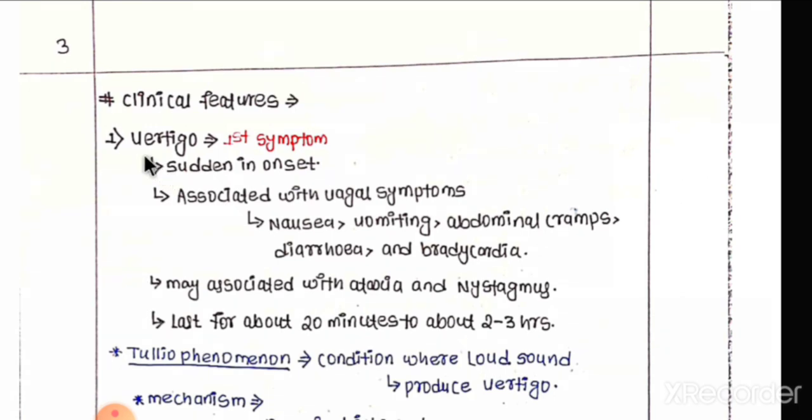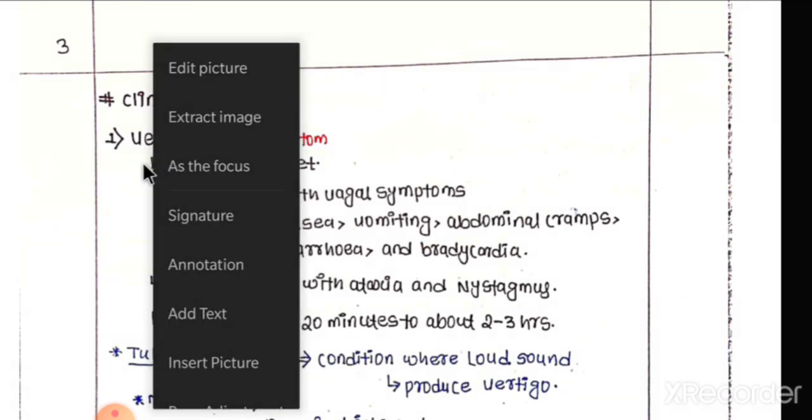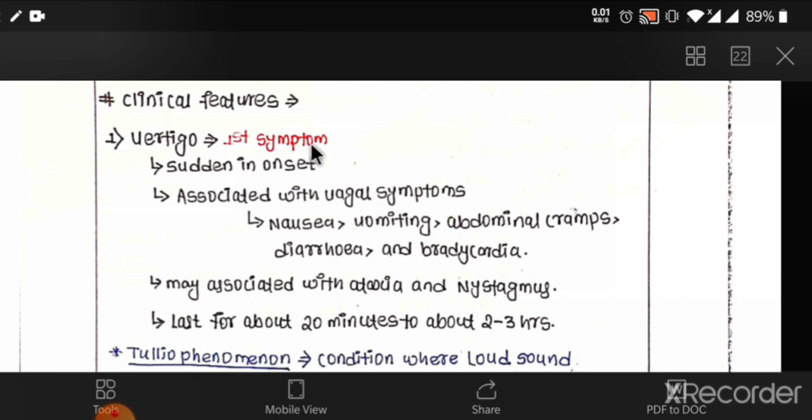The first clinical feature is vertigo, which is sudden in onset and associated with vagal symptoms. Vagal symptoms are nausea, vomiting, abdominal cramps, diarrhea, and bradycardia. It may be associated with ataxia and nystagmus. This nystagmus or ataxia lasts for about 20 minutes to 2 to 3 hours.